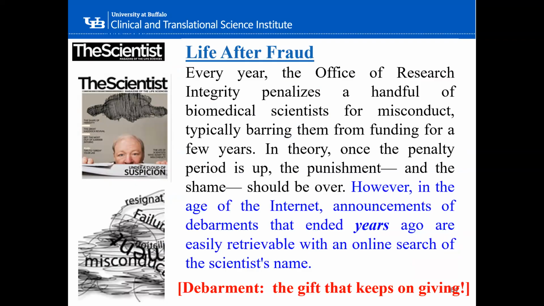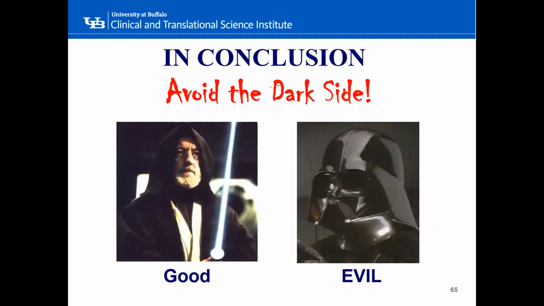Every year, the Office of Research Integrity penalizes a handful of biomedical scientists for misconduct, typically barring them from funding for a few years. In theory, once the penalty period is up, the punishment and the shame should be over. However, in the age of the internet, announcements of debarments that ended years ago are easily retrievable with an online search of the scientist's name. So debarment is the gift that keeps on giving. Your reputation is basically toast if you engage in this kind of behavior.